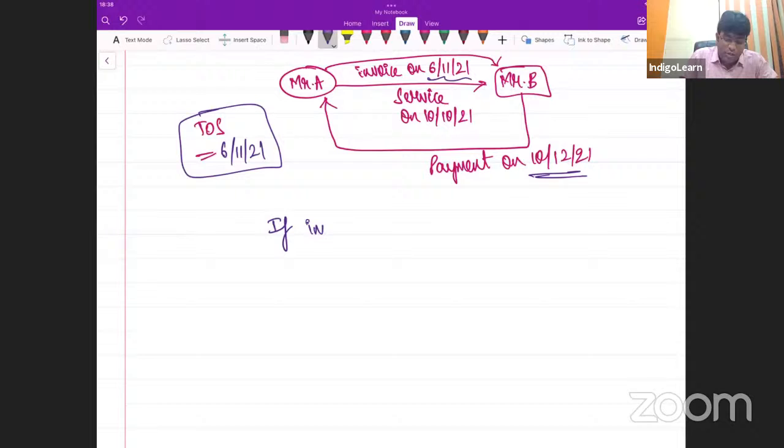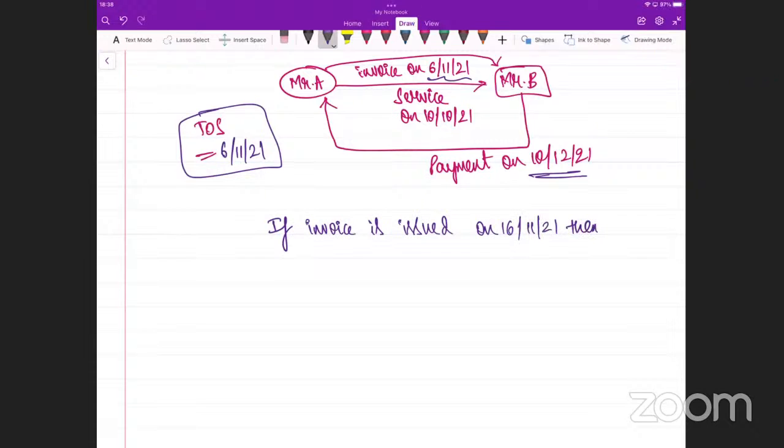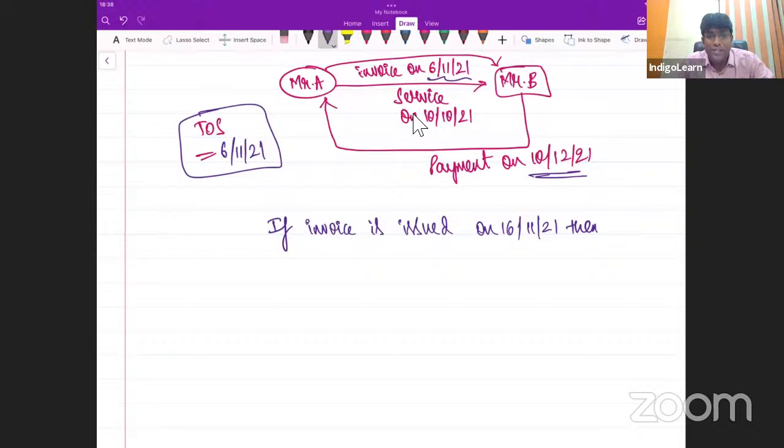And imagine, let me ask you one question. If invoice is issued on 16/11/21, I repeat that question. Please see that carefully. Invoice is issued on 16/11/21. Then time of supply will be what? If it is given on 16/11/21, then time of supply will be 10/10/21, because it becomes date of completion of service or date of payment, whichever is earlier. So if invoice is issued within time, date of invoice or date of payment, whichever is earlier. And if invoice is not issued within time, date of completion of service or date of payment, whichever is earlier. So these are the interesting areas given in time of supply, especially with respect to the general rule.